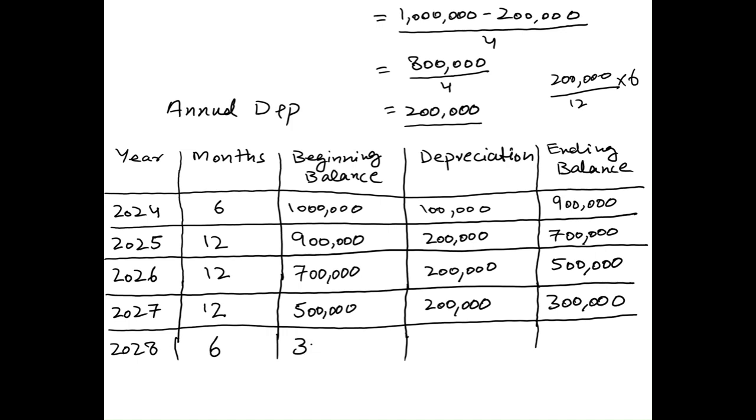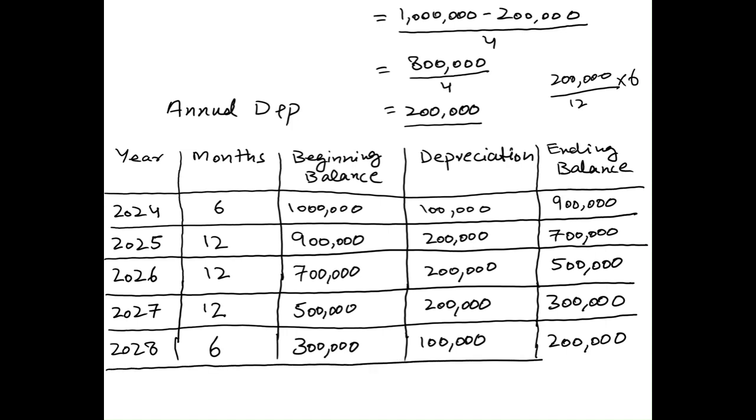So again, the opening balance is 300K. And we also know that the depreciation for 6 months is $100,000. And then the ending balance is $200,000, which is also equal to your residual value. So this is how you prepare a depreciation schedule using the straight line method.